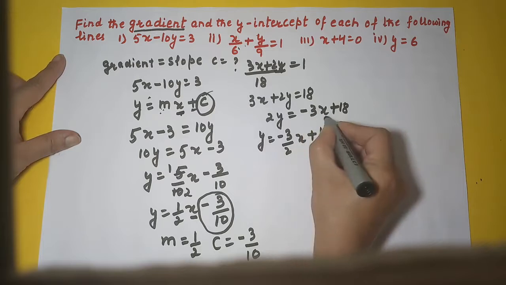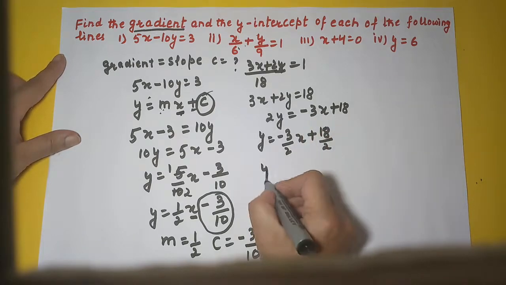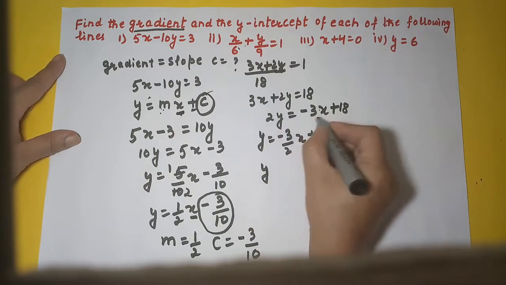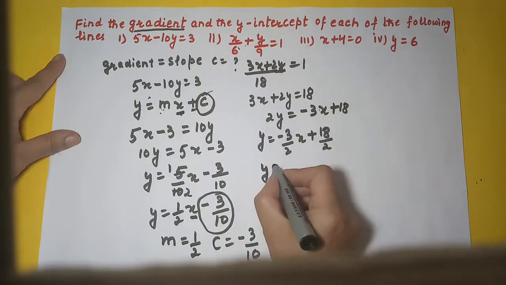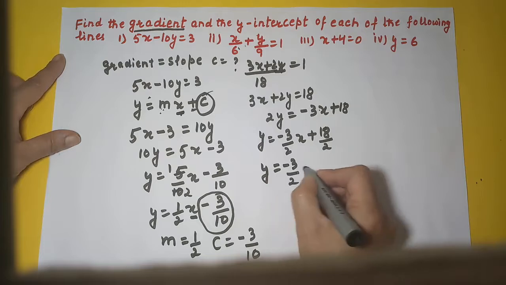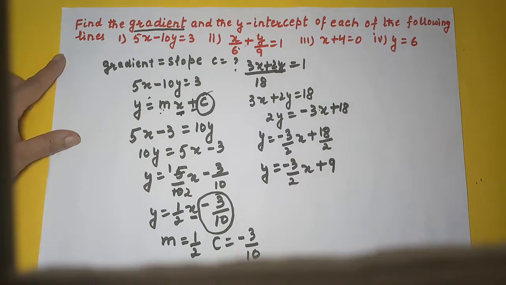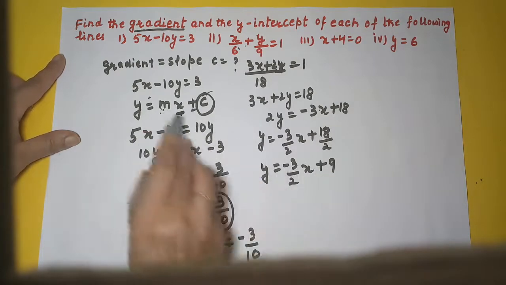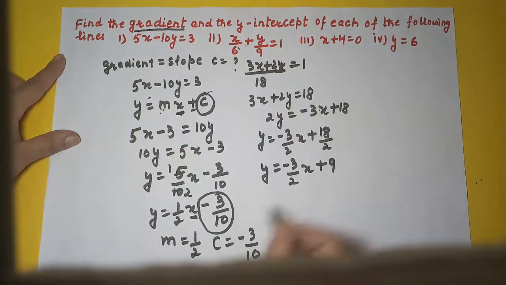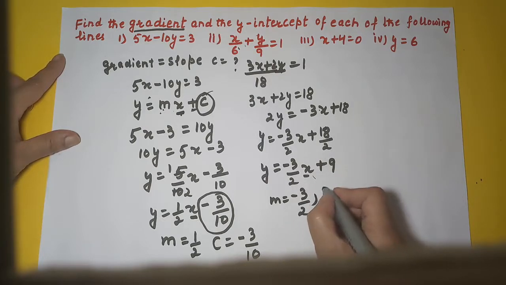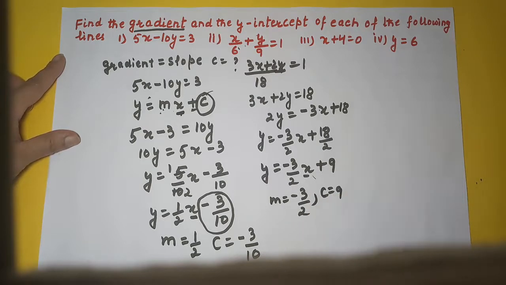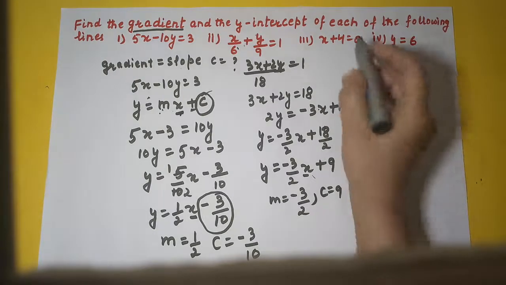So y will be minus 3 by 2 x plus 18 by 2. 2 will be divided to this term as well as to this term. Sometimes we only divide 2 to this term only. We forget this. So be careful here. So y is equal to minus 3 by 2 x plus 9. Now we can compare. Coefficient of x is our m. So what is my slope here? Minus 3 by 2. And the constant term is my y-intercept, which is c, that is 9.